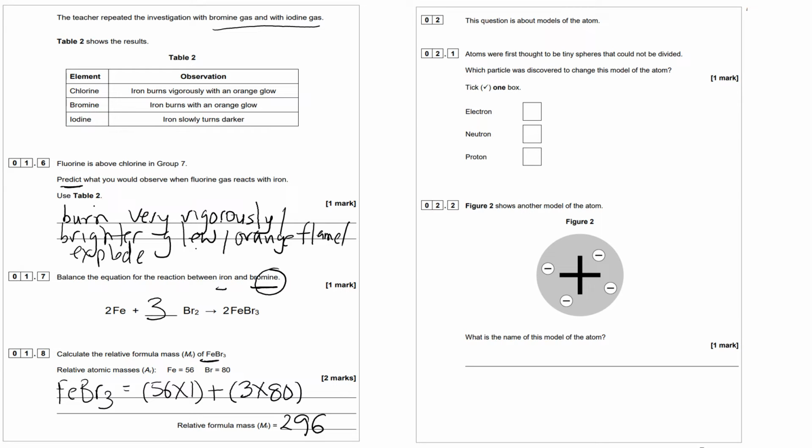Moving on to a different topic, model of atom. Atoms were first thought to be tiny spheres that could not be divided. Which particle was discovered to change this model of atom? So the answer is electron. Now you have been given an image which has positive and negative in the middle of the atom. What is the name of this model? And the answer is plum pudding model, because it's got both positive and negative charges.